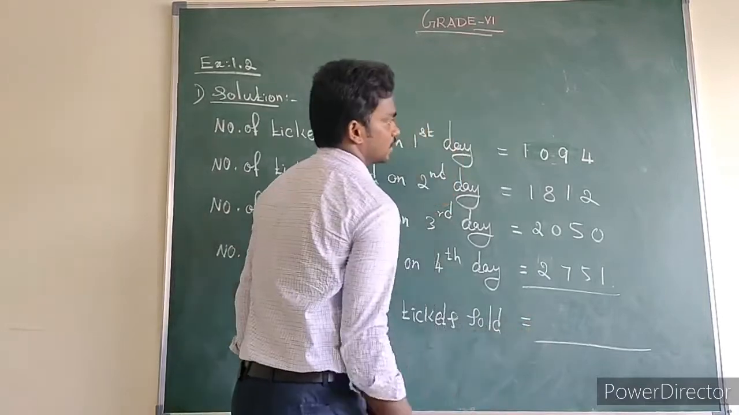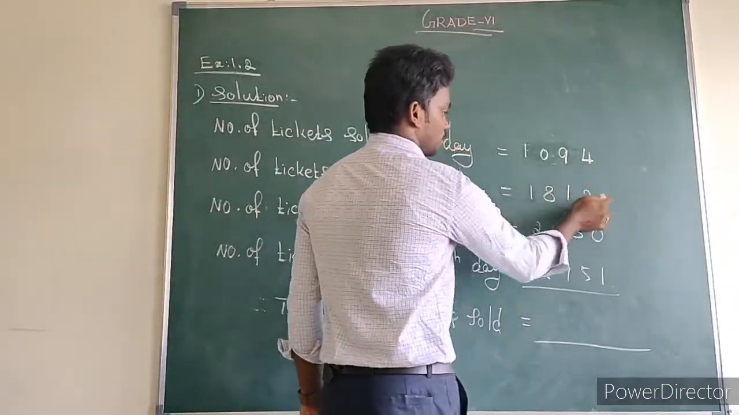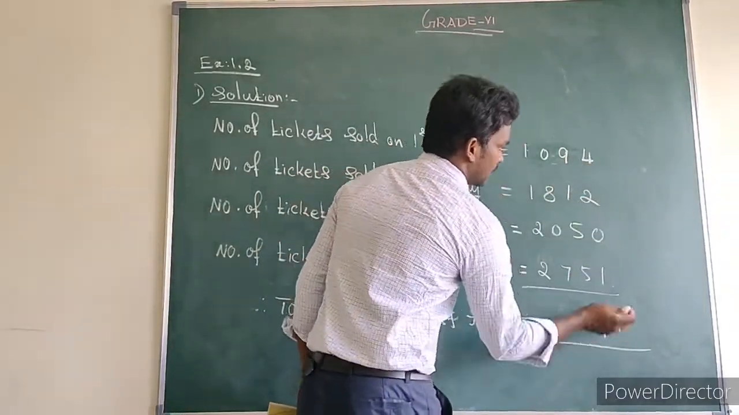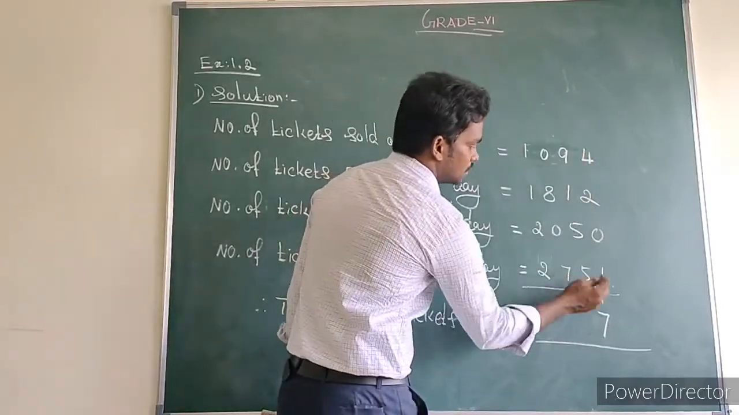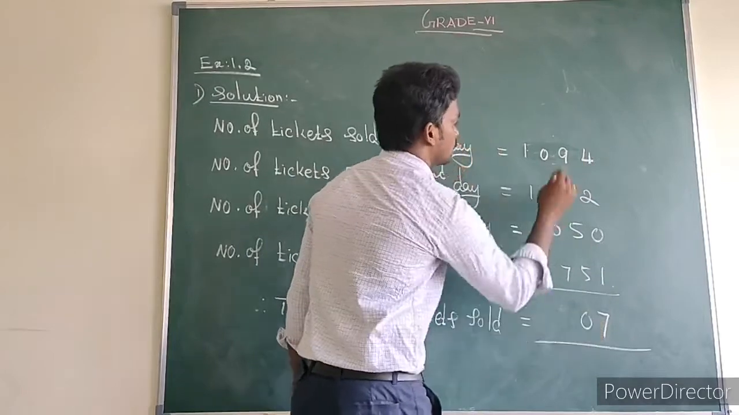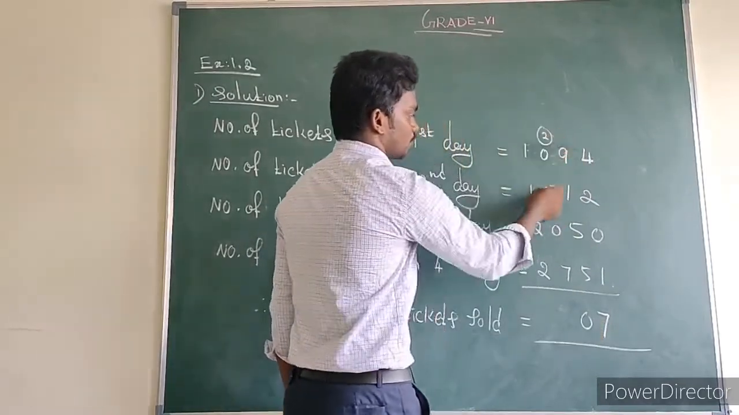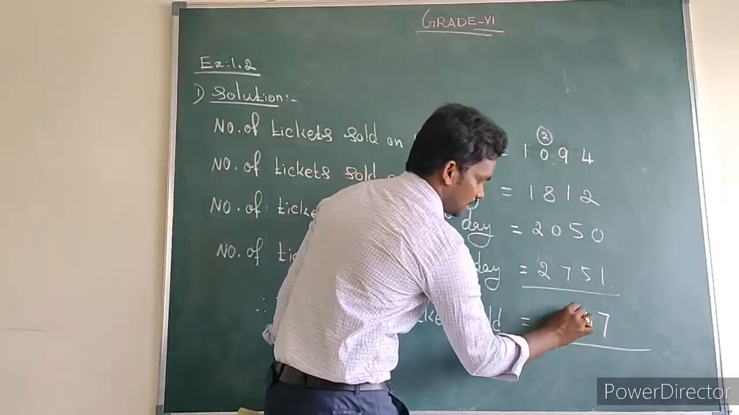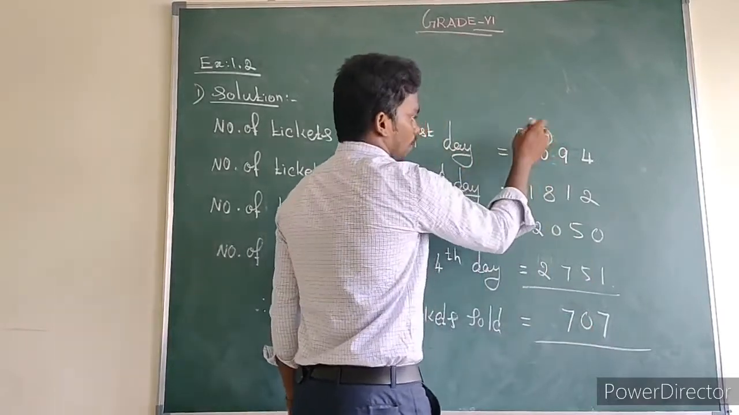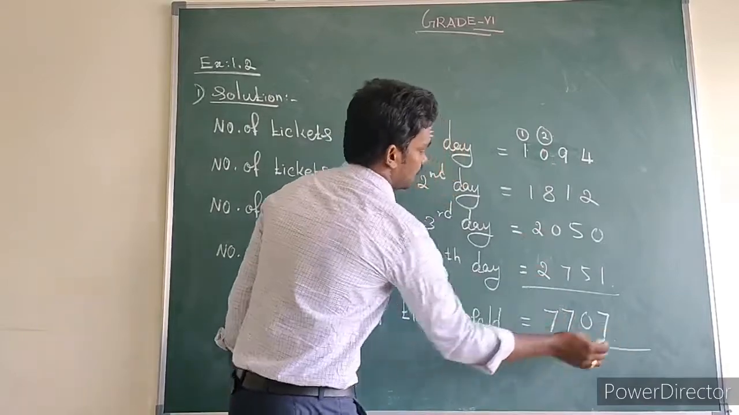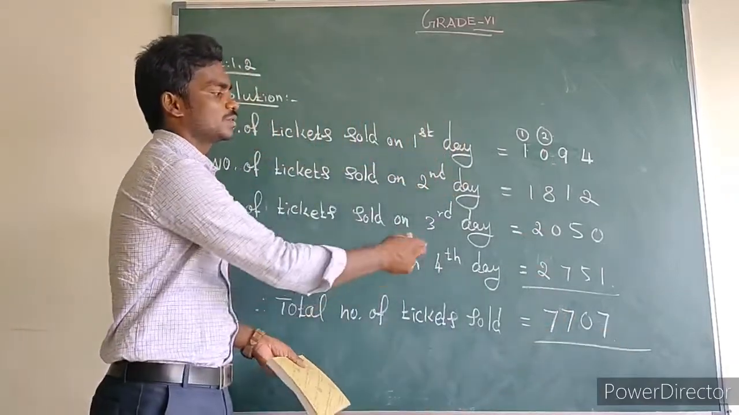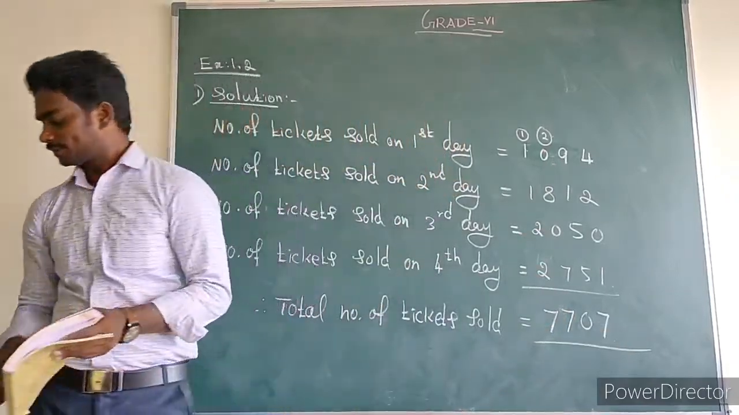Total number of tickets sold is equal to, we want to add 6, 4 plus 2, 6, 6 plus 1, what is that? 7. Next one is 9 plus 1, 10, 10 plus 5, 15, 15 plus 5, 20. 20, value 0, remaining 2 we can write. So 2 plus 8, 10, 10 plus 7, 17, remaining 1. So 1, 2, 3, 3 plus 2, 5, 5 plus 2, 7. Therefore, the number of tickets sold on all the 4 days is equal to 7,707.